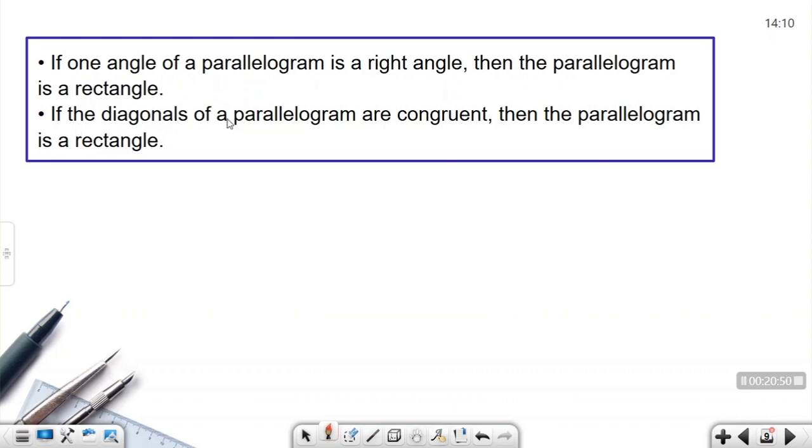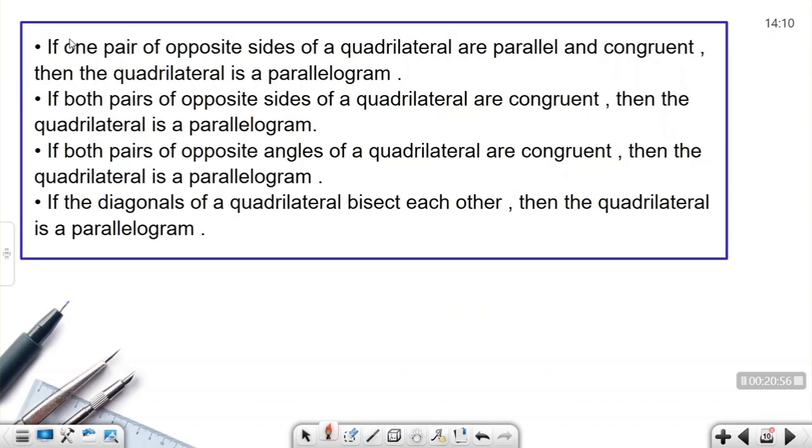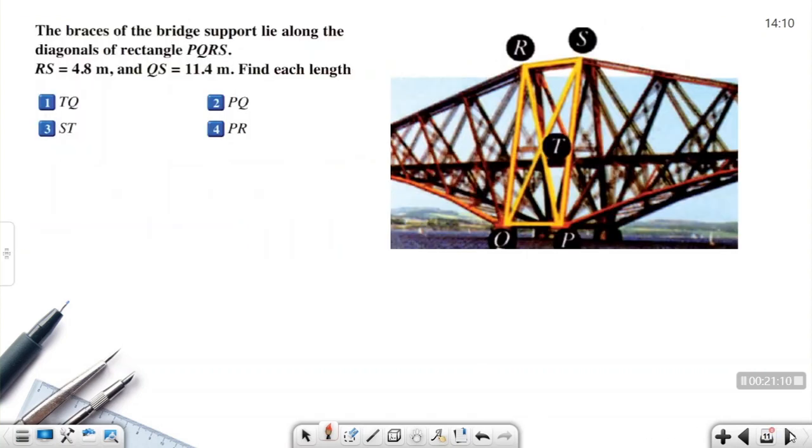If one angle of a parallelogram is a right angle, the parallelogram is called a rectangle. If the diagonals of a parallelogram are congruent, then the parallelogram is a rectangle. So there are lots of things. If one pair of opposite sides of a quadrilateral is parallel and congruent, then it's a parallelogram. I think I mentioned that one previously. Same things. Sorry, it's a bit late here. Let's skip that page. Let's solve some questions and finish the video.